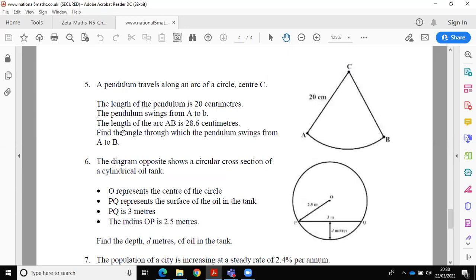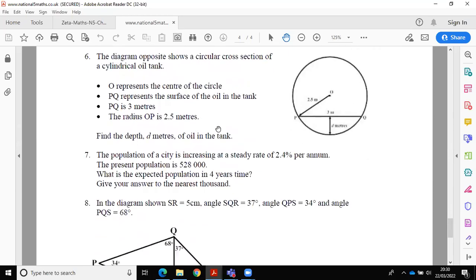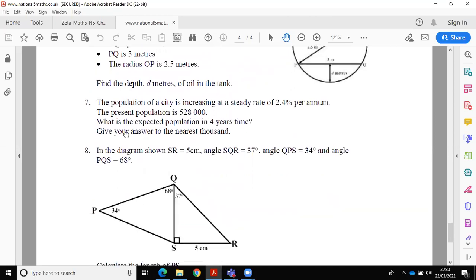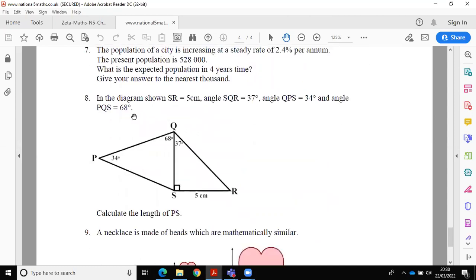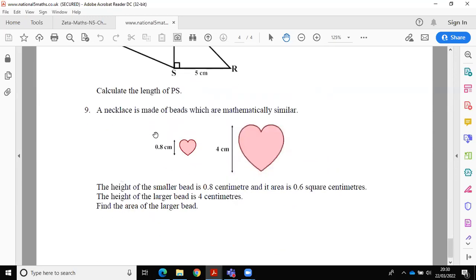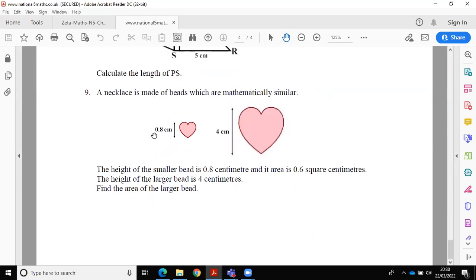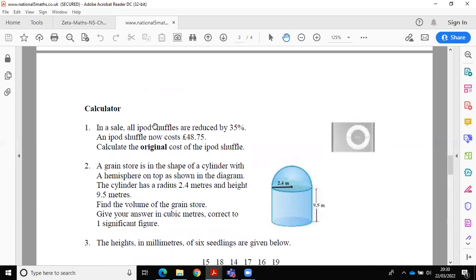Arc. That's fine. Appreciation, you do need. So question 7, you do need. And question 9, you do not need. So don't do question 9. So 1 and 9 in the calculator part, you do not need to be able to do. The rest you do.